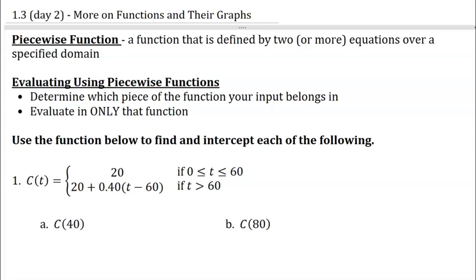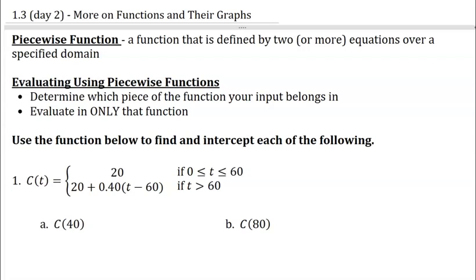The last section of 1.3 has to do with piecewise functions. A piecewise function is a function where the rule that determines the output for the function is changed based on where in the domain your input value is, okay?